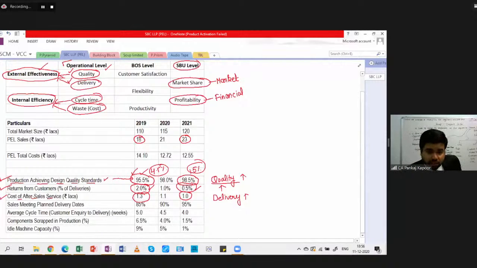Now the next parameter, sales meeting planned delivery date. Here 85% of the orders you deliver on time. Here you are delivering 95% of the orders on time. Whether you keep on improving your commitments regarding the delivery date or not, whether the delivery enhances or not, quickly answer whether you are improving on the delivery part or not.